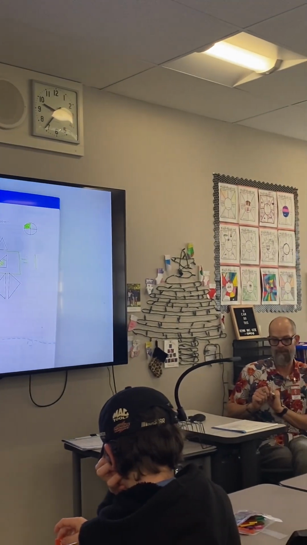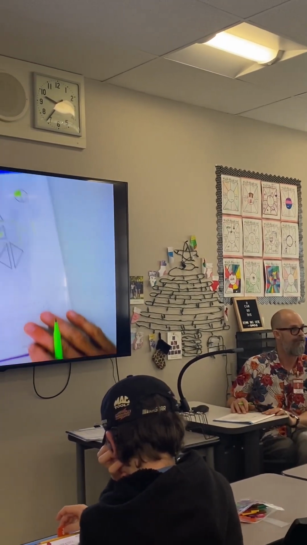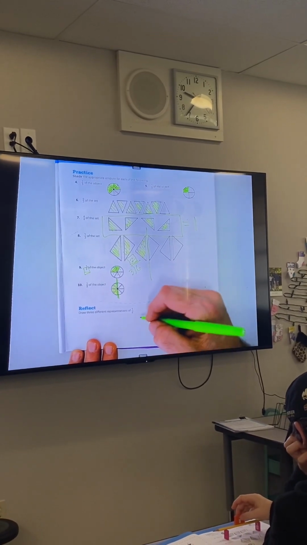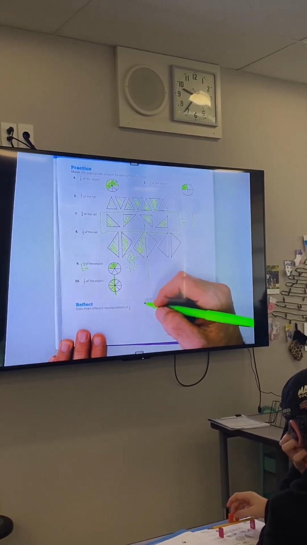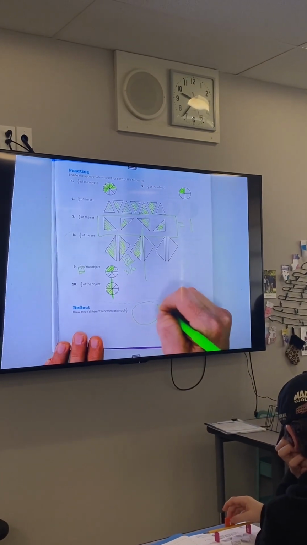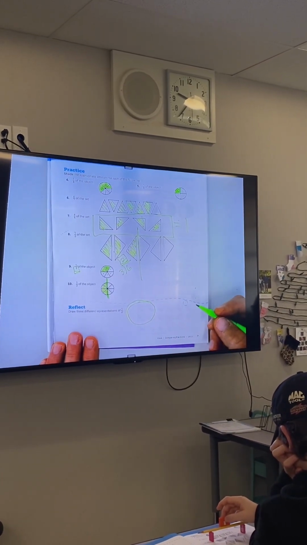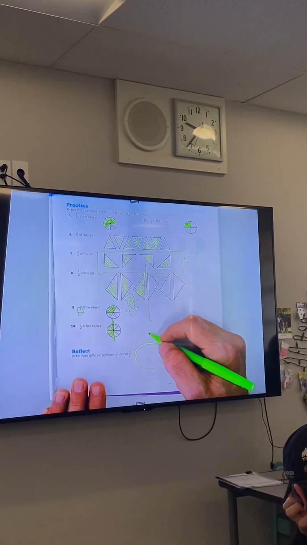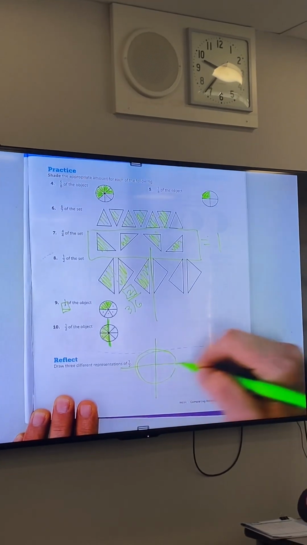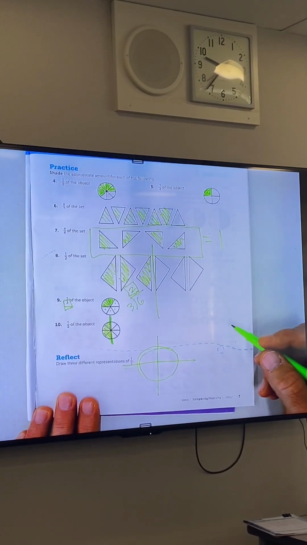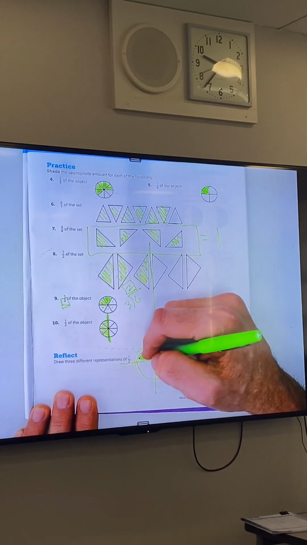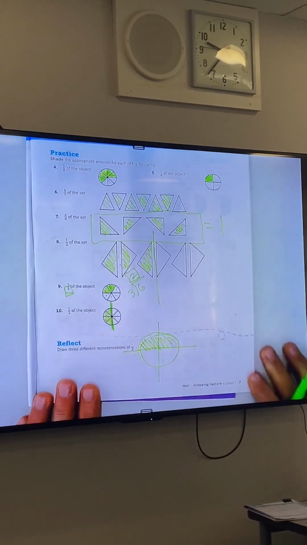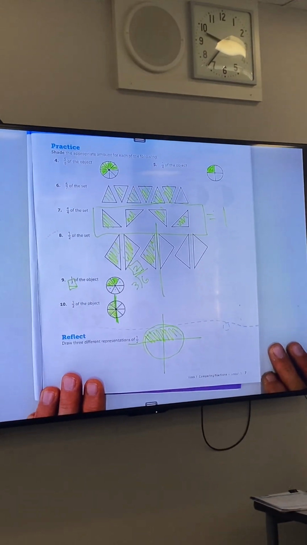Draw 3 different representations of a half. Ian, give me one. What object am I drawing? A circle. Just normal. And you said something about a line. A line down and a line across. Okay, now what? You do 2 on the top. Shade them in on the top. Does that represent a half? Yeah, it sure does.